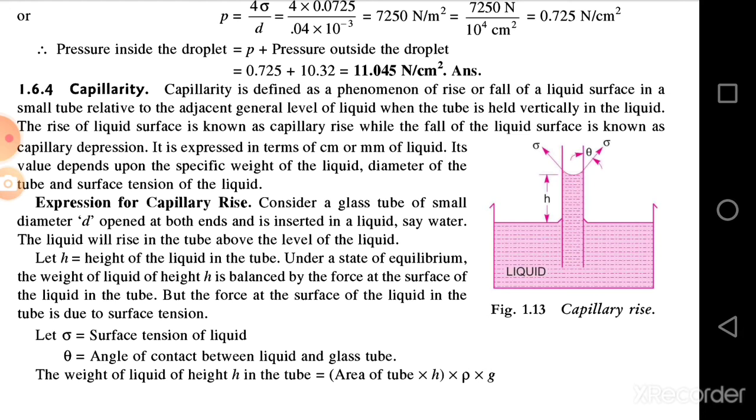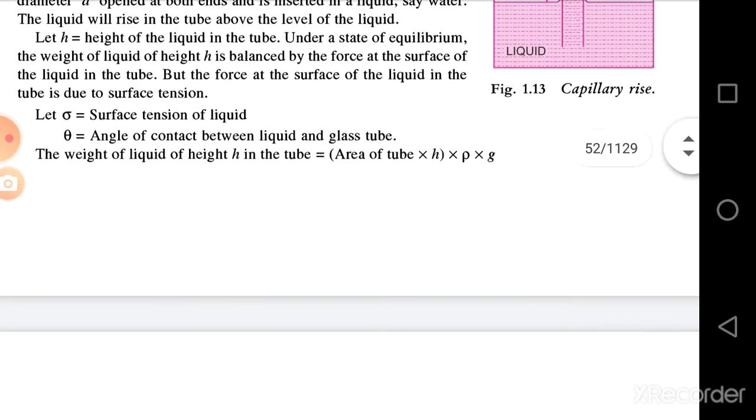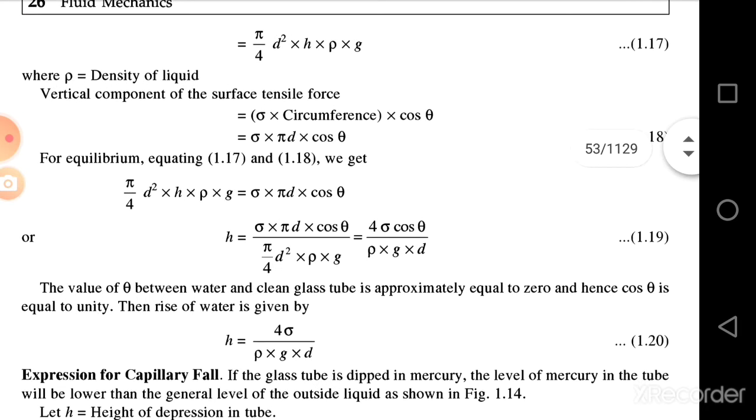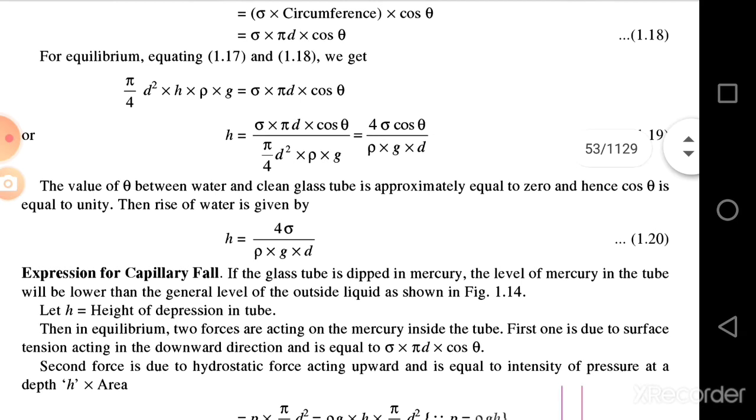And we'll see that it depends on the specific weight of the liquid, diameter of the tube, and the surface tension of the liquid. So consider a small tube immersed in a container having liquid. The liquid rises by a height h. The angle of contact is theta. Surface tensile force is sigma. Considering the equilibrium, vertical component of surface tensile force is sigma into pi d into cos theta. Weight is pi by 4 d square into h into rho into g. Equating both, you get the expression for capillary rise: 4 sigma cos theta by gamma d or rho g d. If it is water, the angle of contact theta is 0 degrees. The expression is 4 sigma by gamma d or 4 sigma by rho g d.